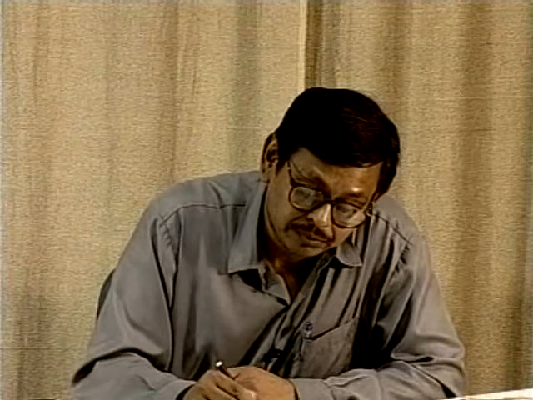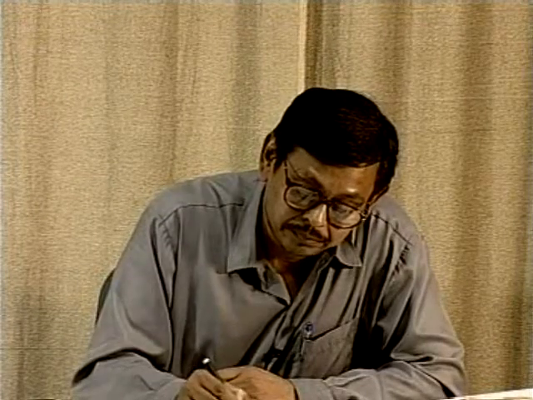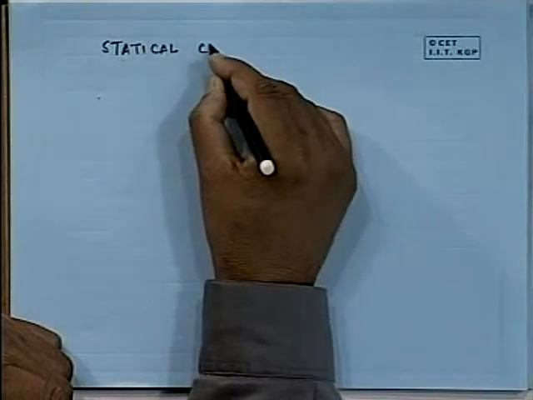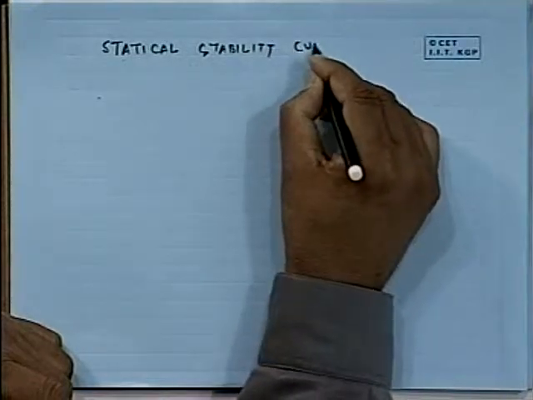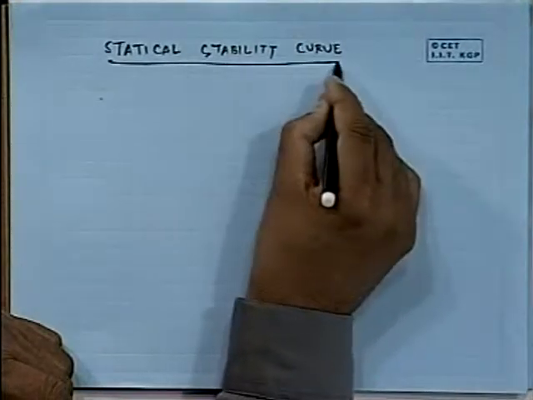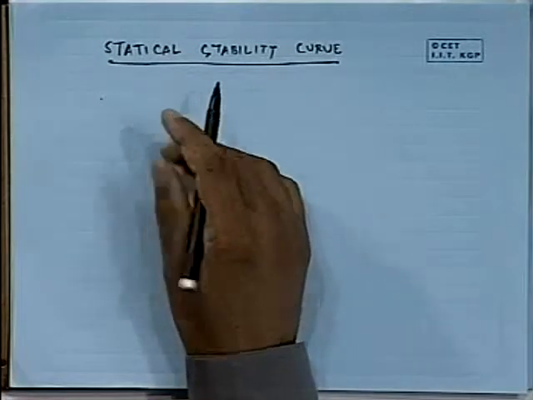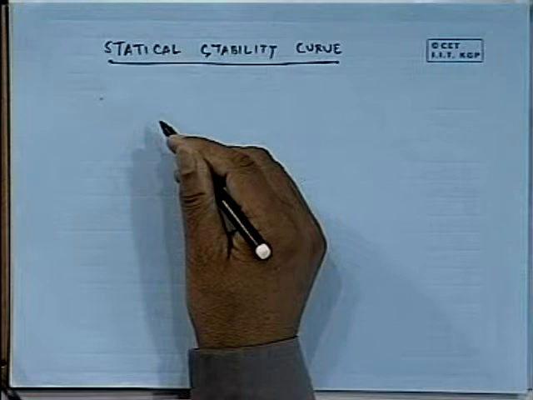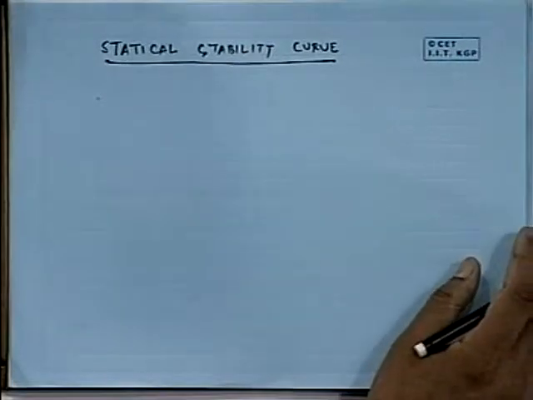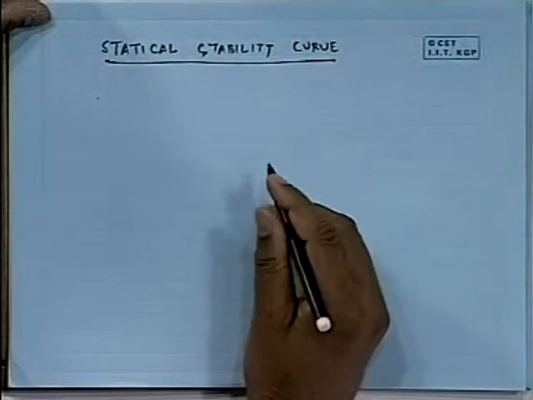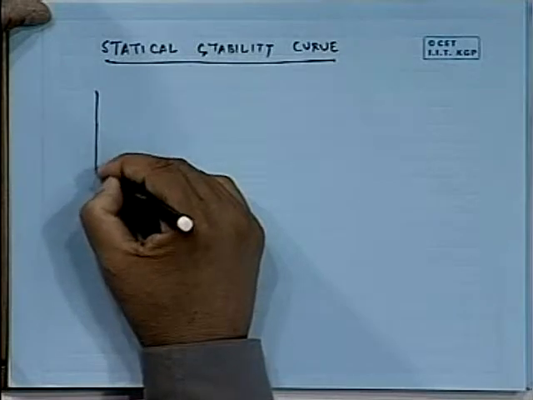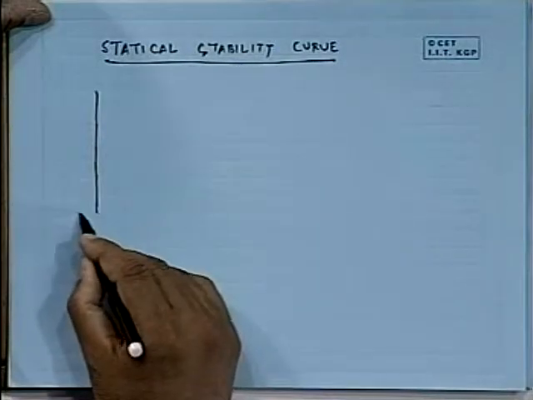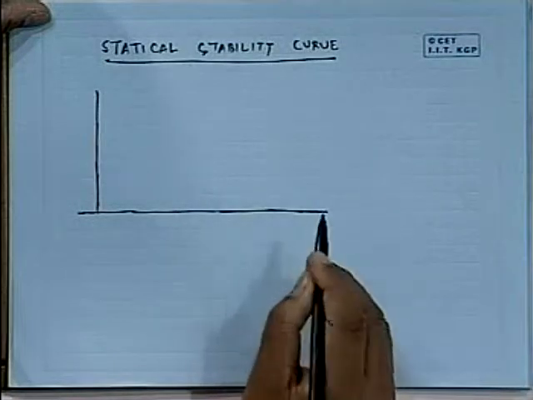Okay, we will continue our discussion on the curve of statical stability. In the last class we talked about how to establish statical stability from cross curves. Today, what I will initially discuss is the various characteristics of this curve, because this particular curve characterizes the vessel's static stability over the entire range.